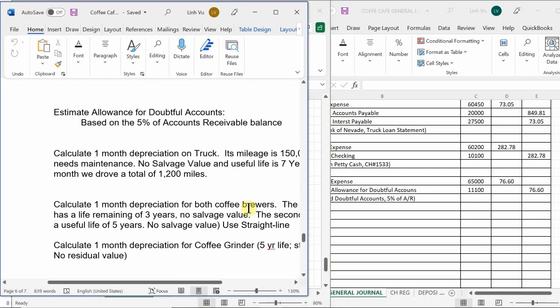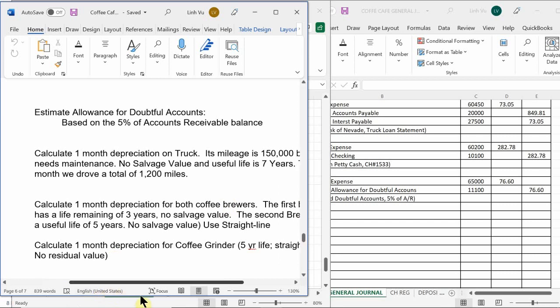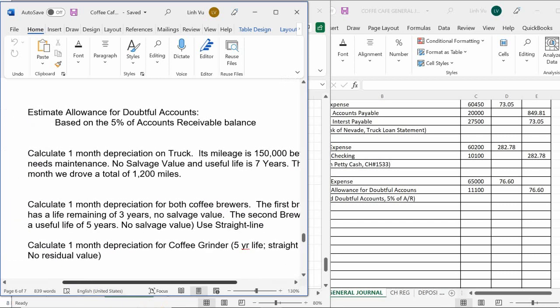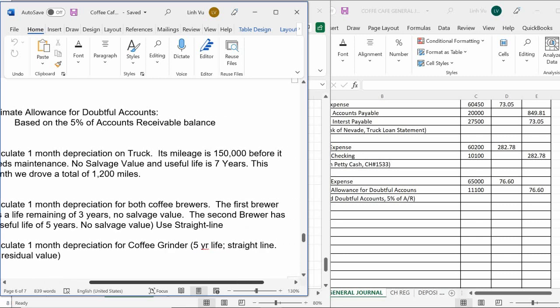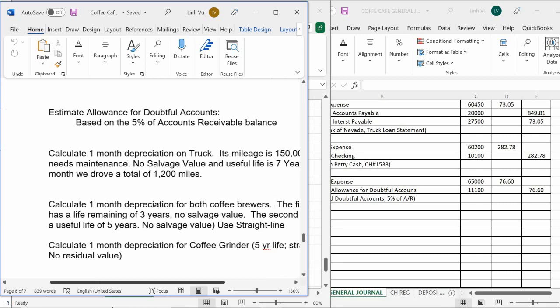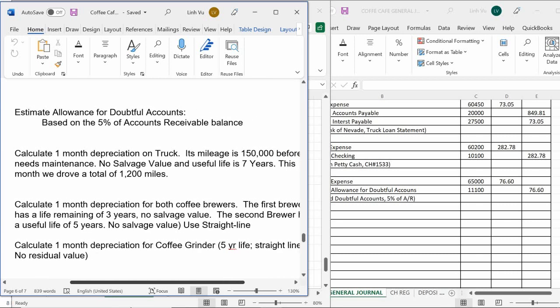So then the next section here, right, we're going to be starting depreciation. Okay, so here we need our depreciation tables. So first thing that we have here is to calculate the first month of depreciation on the truck. It has a mileage of 150,000 miles before it needs maintenance. Okay, no salvage value, and the useful life is 7 years. And this month we drove a total of 1,200 miles.